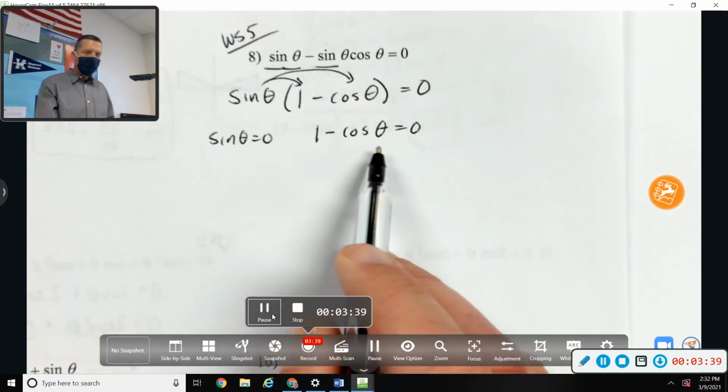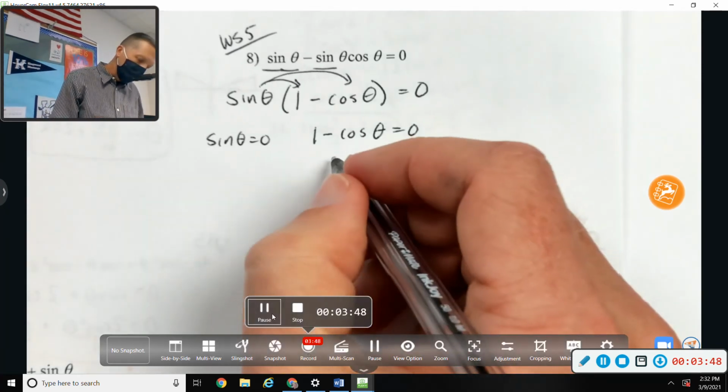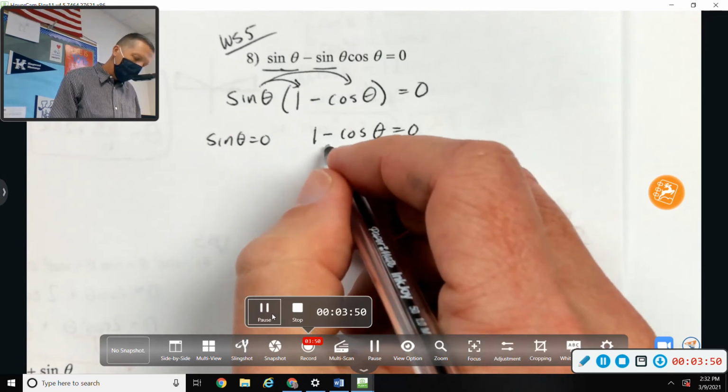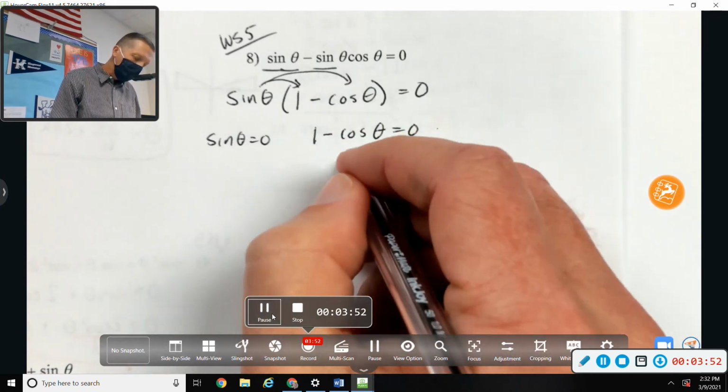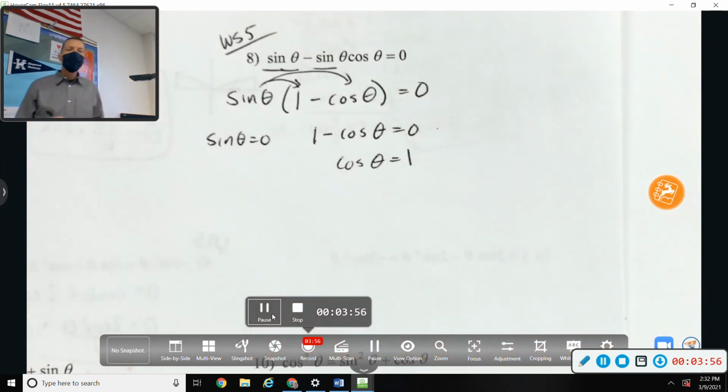That one looked a little weird, so I wanted to write that one out. Again, that's the step that some of you skip. It's okay to skip, but if you hit one that looks a little funny, like this one, then show the work. If I move the 1 over and then divide by negative, or I could just move the cosine over and get cosine equals 1.